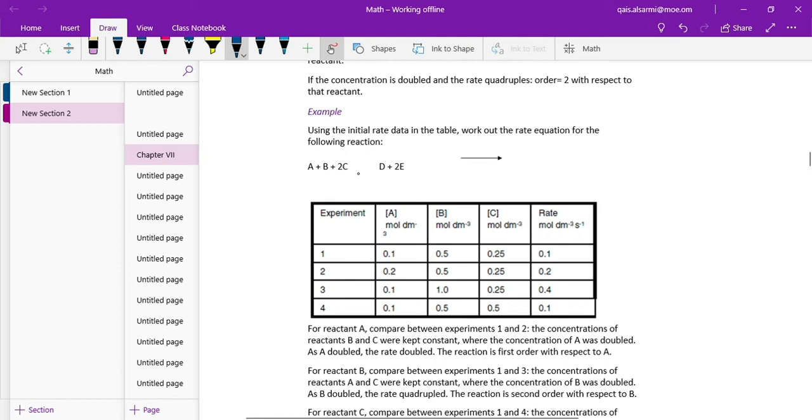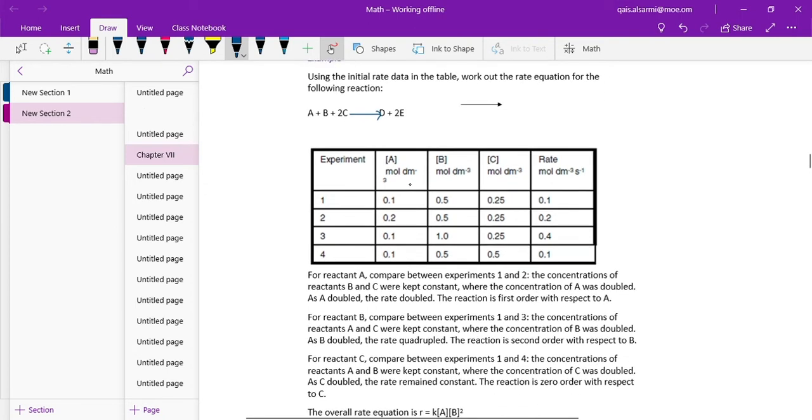So A plus B plus 2C forms D plus 2E. We conducted 4 experiments. Each time we were changing 1 or 2 reactants and we were measuring the rate. Now, how to measure the rate? It's something you don't have to worry about right now. We'll study it later on. You will just be presented with this data and you need to analyze it.